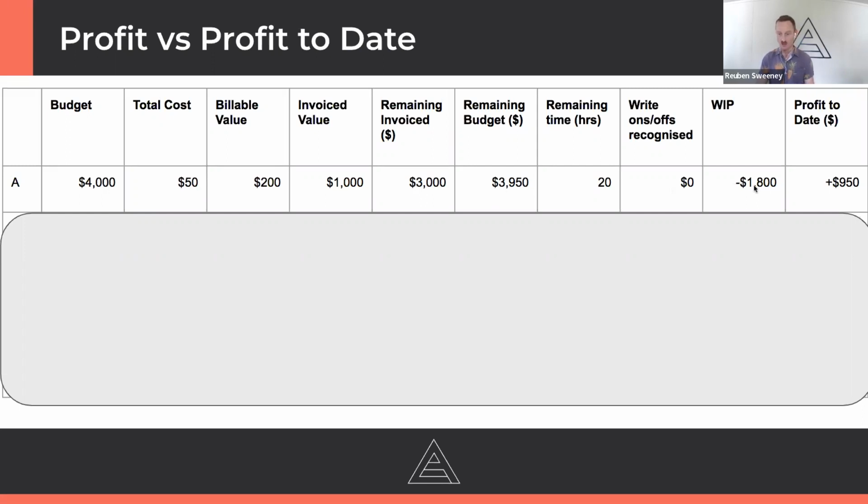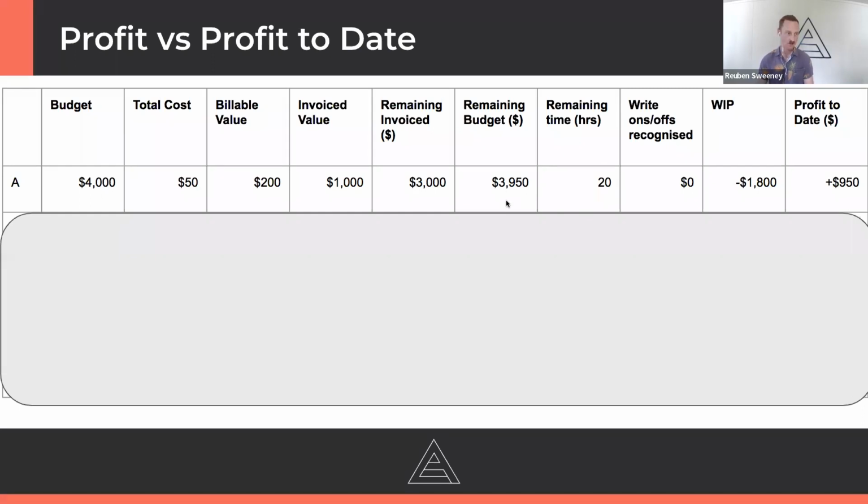Our WIP is negative $800. Our profit to date is $950. Is that good or is that bad? Who can say? Is profit to date the best measure of how this job is performing? I think it's certainly a measure, but we can't just look at that number on its own without also interpreting these numbers here. We need to know all these other elements.